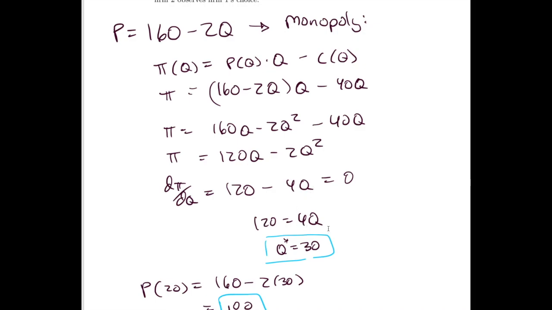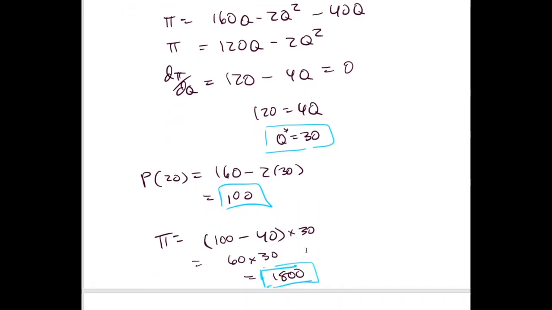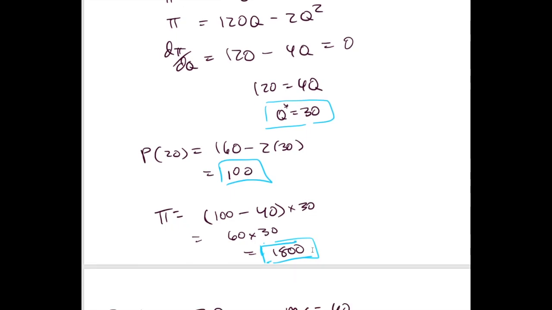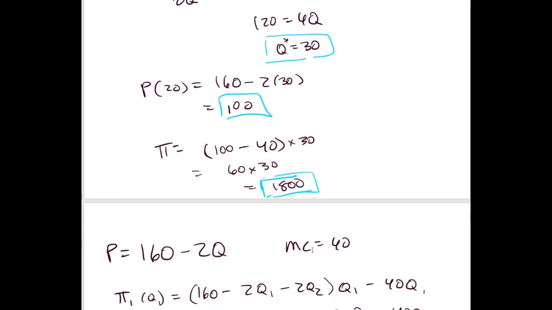We got the quantity, we got the price. Profit is going to be price minus cost times quantity. All right, so price was 100 minus the marginal cost of 40 is 60, times 30 is going to be profits of 1,800. All right, so now we'll do Cournot next, and then we'll do Stackelberg.